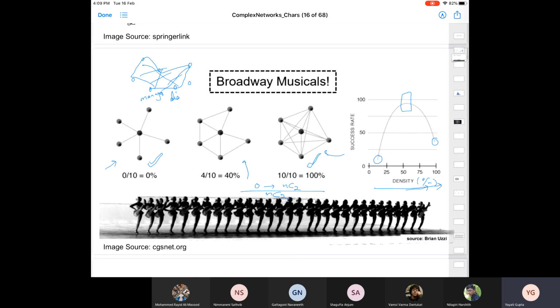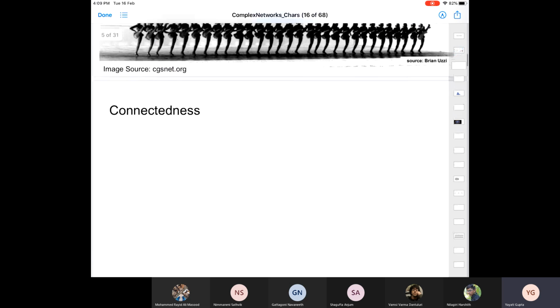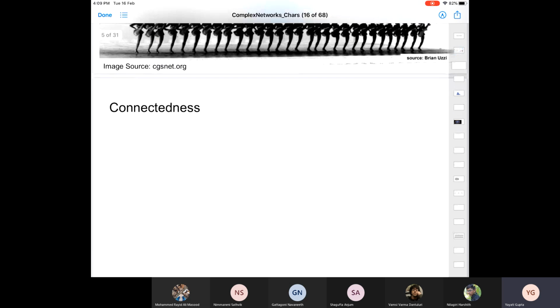Okay, let's talk about the next measure. When I'm looking at a graph, the graph which Satvik showed us looked quite dense to me. There were a lot of connections. That might not be so in some other networks, we don't know. So another thing we can look at is the connectedness of a graph. Now, how do you define connectedness? Connectedness can comprise a lot of measures.